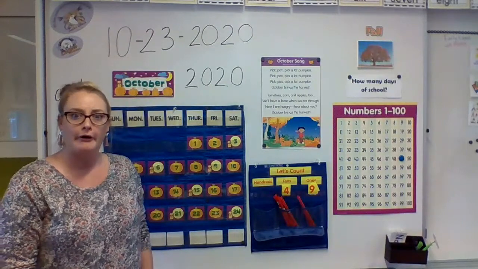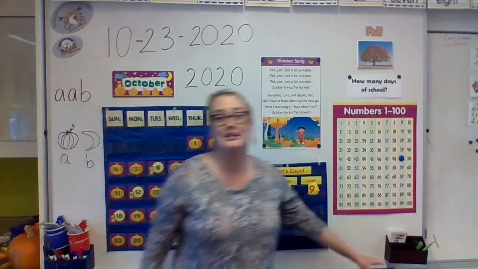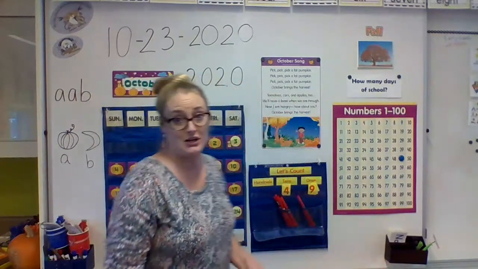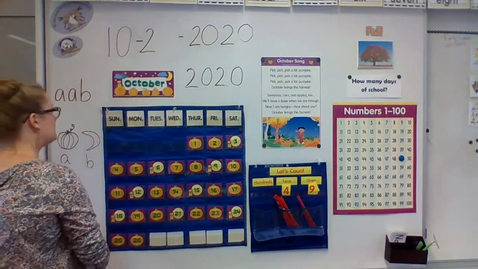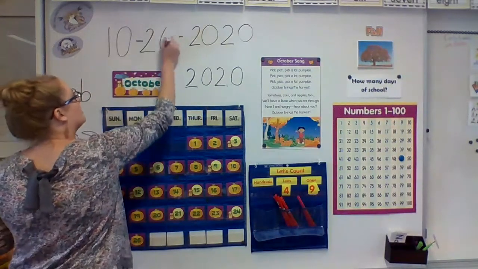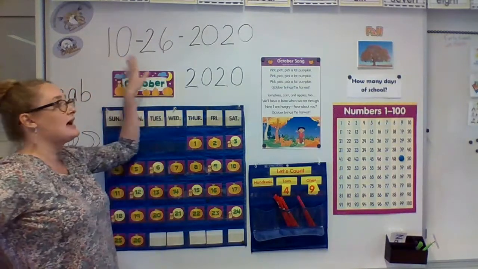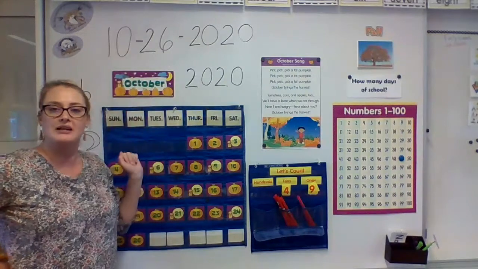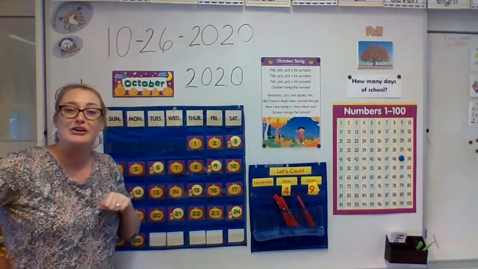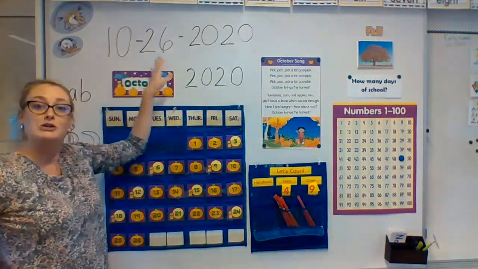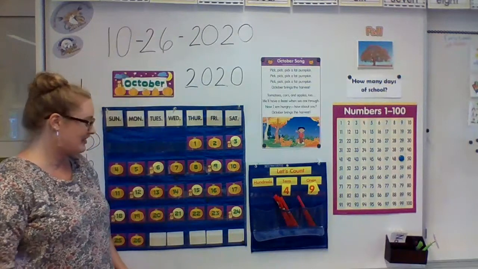Good work. Let's look up here at the date. We need to change that because it is not the 23rd. It is the 26th day of October. So, can you help me? I'm going to say it, then you're going to say it. 10, 26, 2020. Say it with me. 10, 26, 2020. Your turn. 26, 2020. Oh, good job, friends.